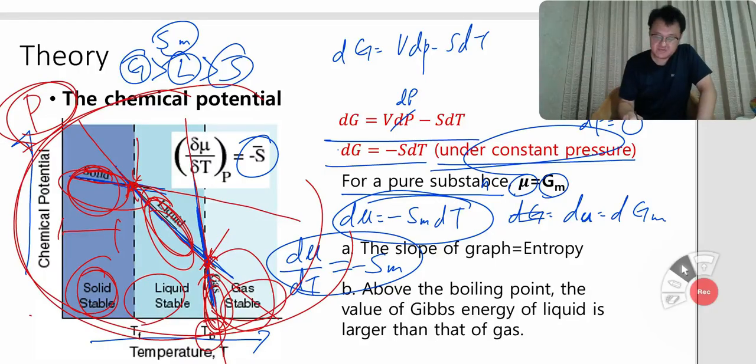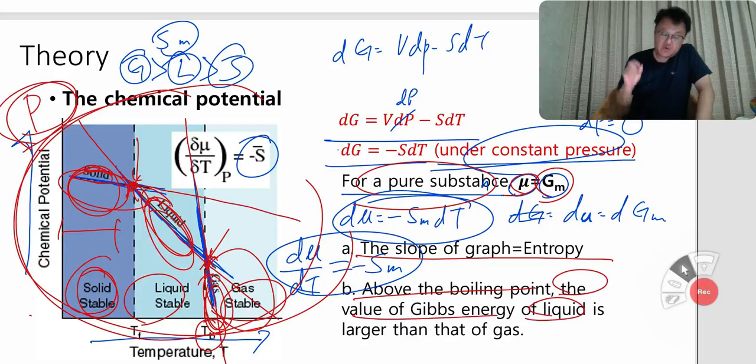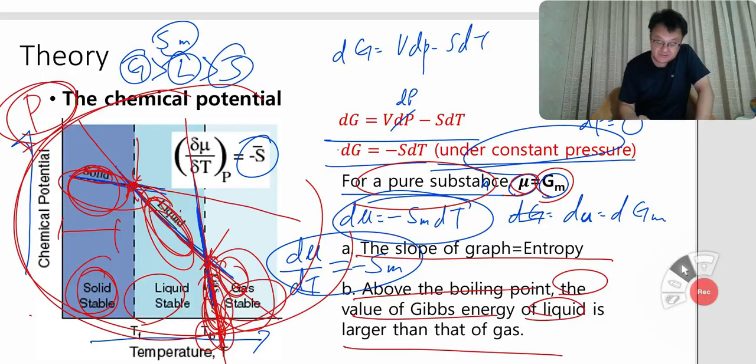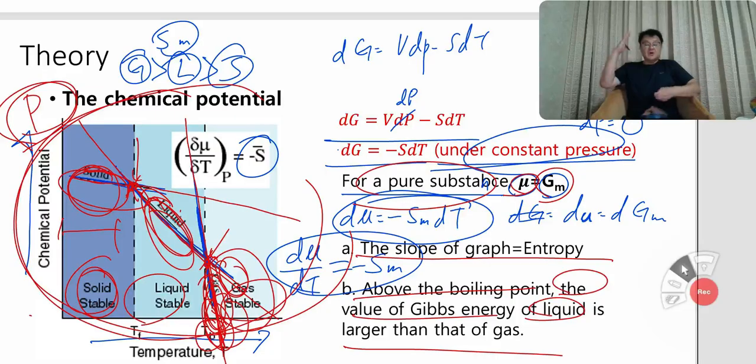Okay, so the slope, pure substance, μ_m. I already explained it. The slope of the graph is entropy. Above the boiling point, the value of Gibbs free energy of liquid, or better to say, the molar chemical potential of liquid, is larger than that of the gas. So gas is the most stable above the boiling point. Okay.